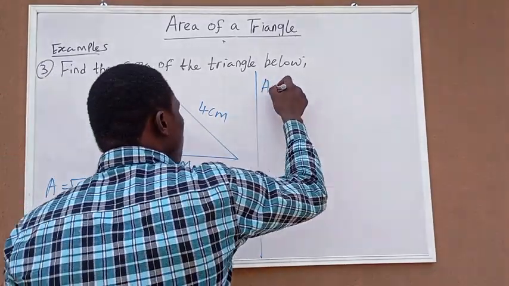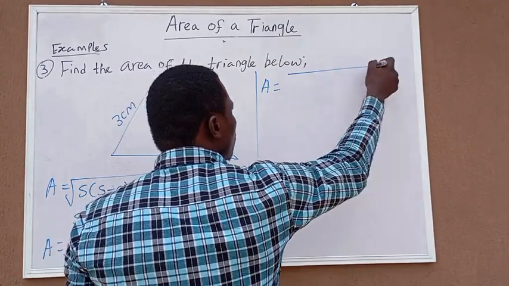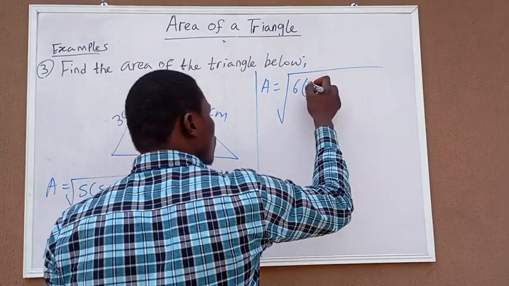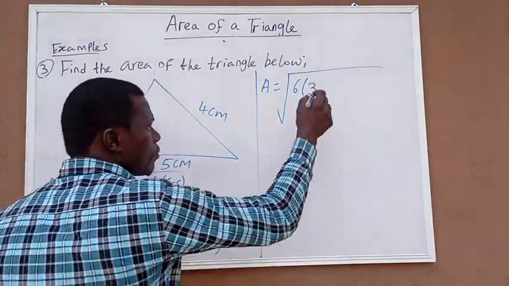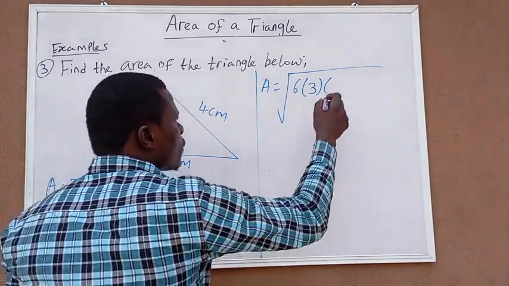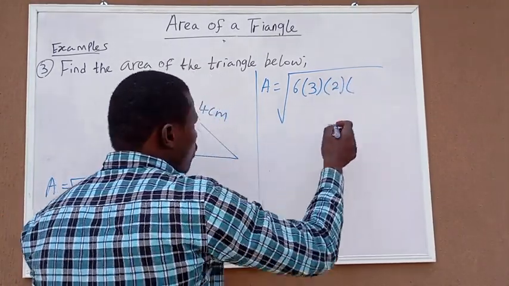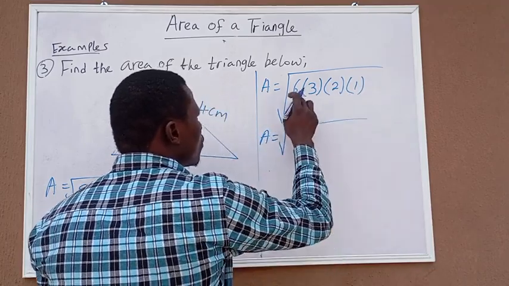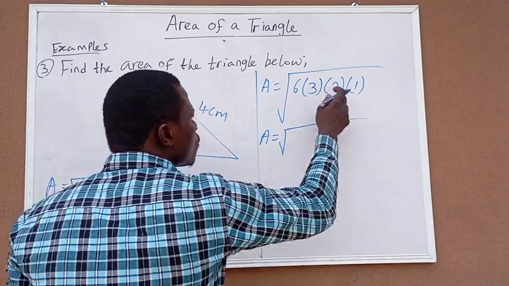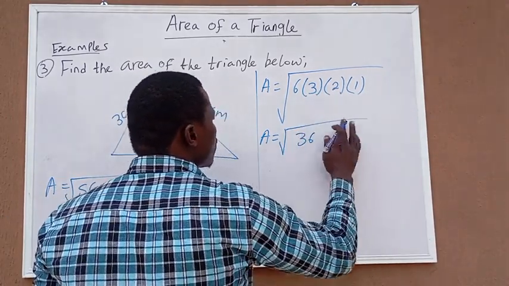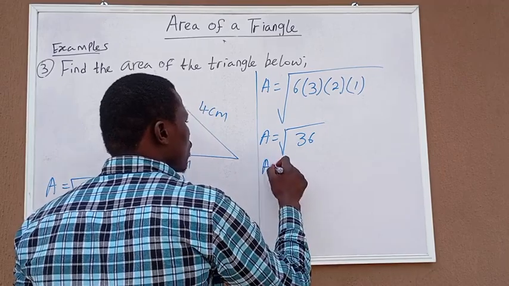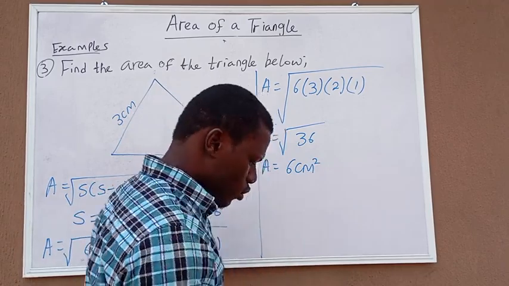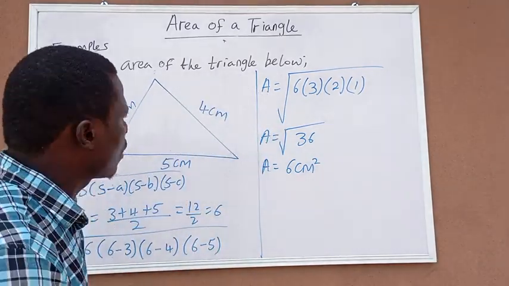So eventually I have A equals the square root of 6 into 6 minus 3 is 3, 6 minus 4 is 2, and 6 minus 5 is 1. So I have A equals the square root of 6 times 3 is 18 times 2, that's 36. So A is equal to 6 centimeter squared, and that's the area of this particular triangle.